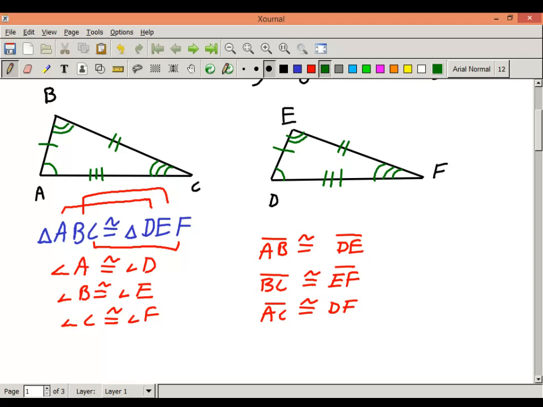And again, you can see that from the drawing or also from the statement that AC and DF are both the first and third letters in the statement. So that's what congruent triangles are about. Corresponding angles are congruent, corresponding sides are congruent.